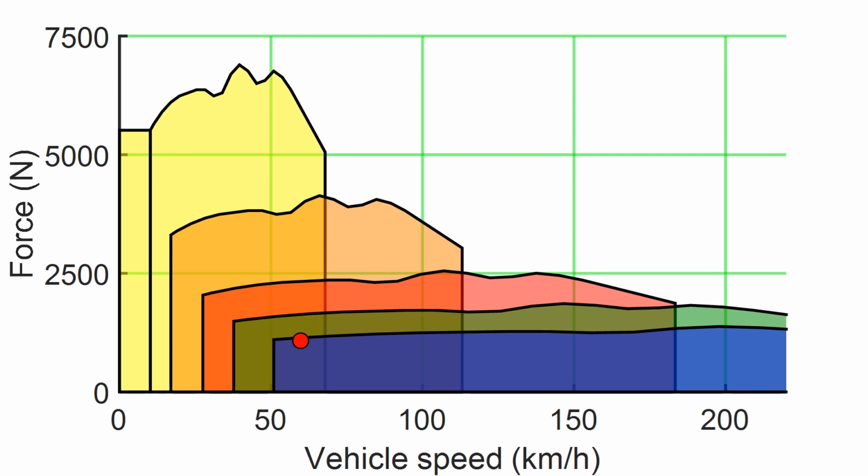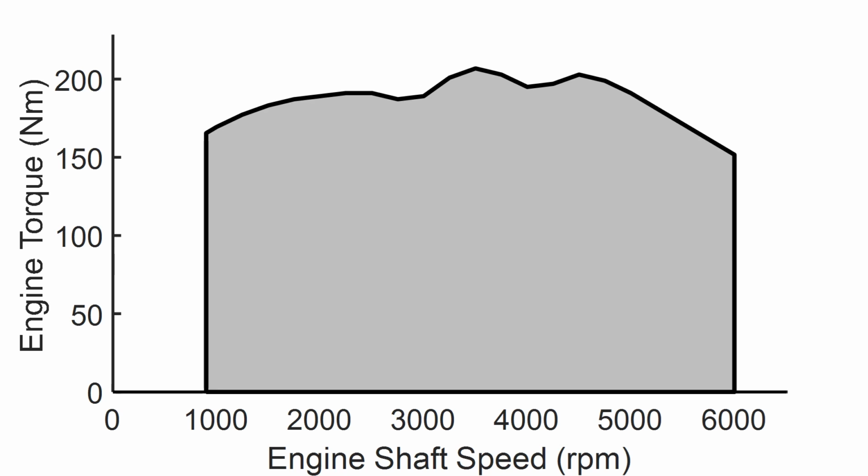Assume that the vehicle requires 1100 Newton of traction force at 65 km per hour, which equals 20 kilowatt traction power. We can see from this diagram that it is possible to use all 5 gears in this operating point. That means that we have 5 different operating points for the engine to select from. How can we determine which of them is the best?